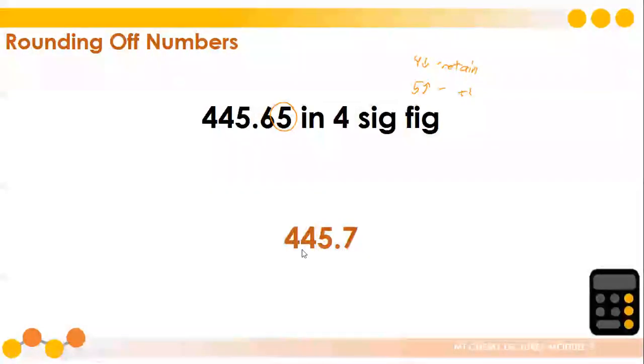This should be your final answer. As you can see, we deleted the last number. And then since it's 5 and above, you added 1 to the number before it, which is 6. So you add 1 to 6. So your final answer is 445.7. Okay? You rounded it off. But is it in 4 significant figures? These are all non-zero numbers. So we have 1, 2, 3, and 4. So this answer is now correct. Let's take a look at the next one.